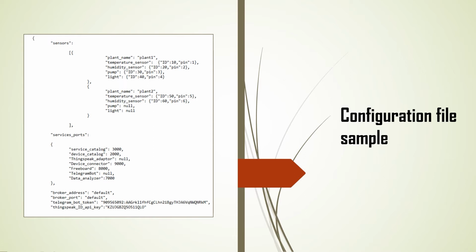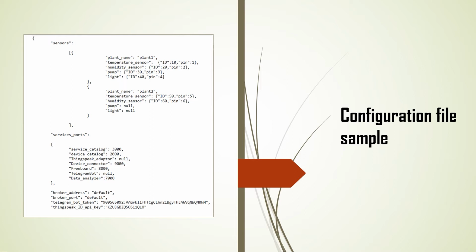If the user decides to extend the number of plants, he can purchase a full version of FinSpeak and specify the ID API key at the bottom of the configuration file. For each plant, the user must specify the name and the list of sensors available. If a sensor is available, its unique ID and the Arduino pin to which it is connected must be specified. If a sensor is missing, the user just has to put null instead of the previous information.